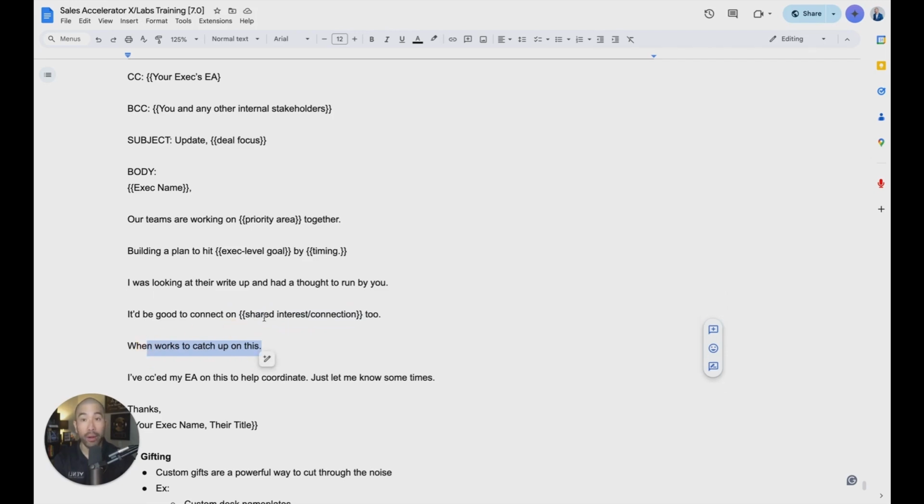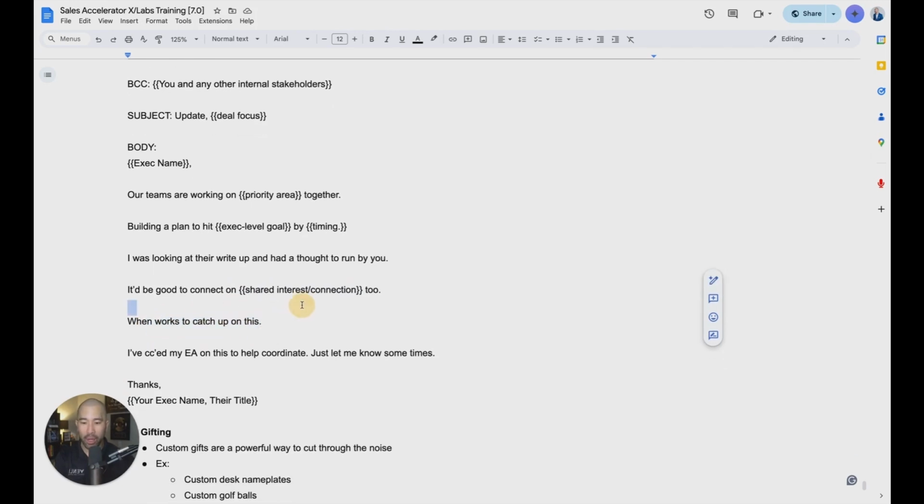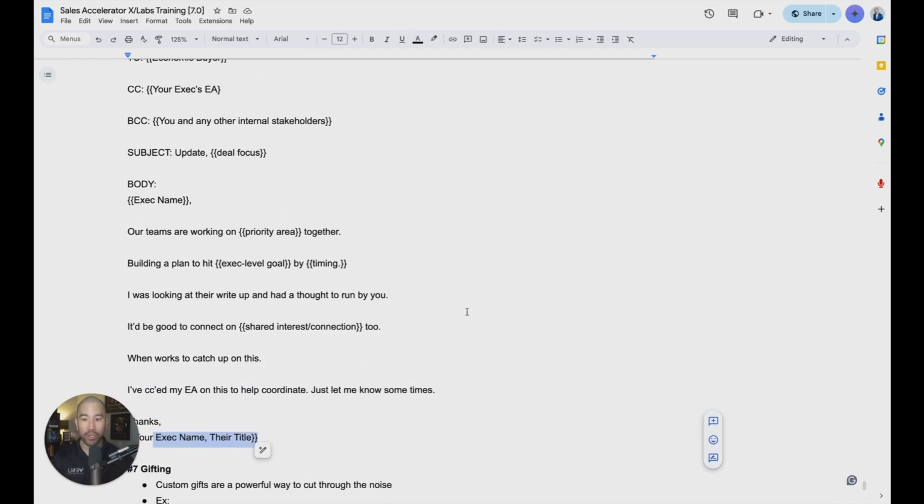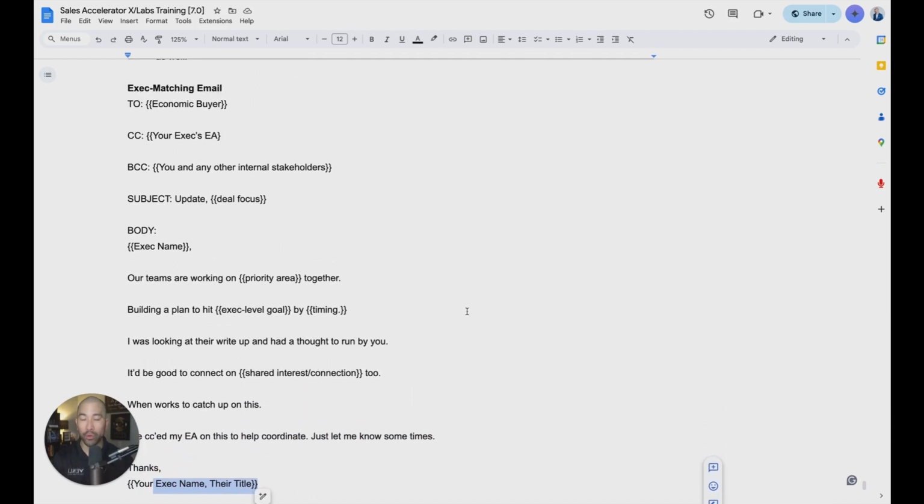This could be a best practice. It could be really anything. It's really powerful if it's, for example, your CTO to their CTO, your CFO to their CFO. I mean, this is so powerful. When works to catch up on this? I've CC'd my EA on this to help coordinate. Just let me know some times. Thanks, your exec name and their title. Very easy. You can write it up for them, right? And this is really, really powerful.